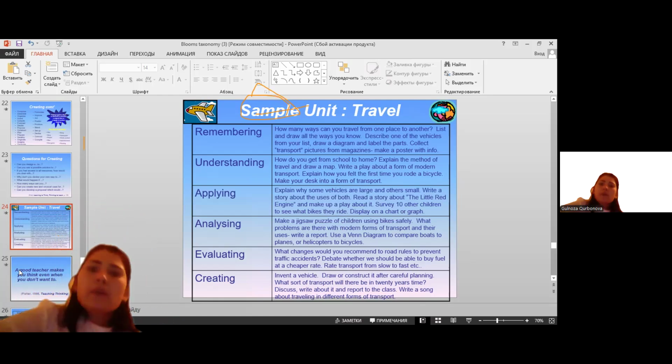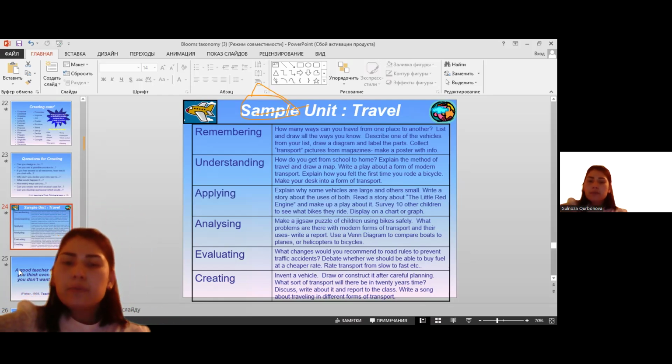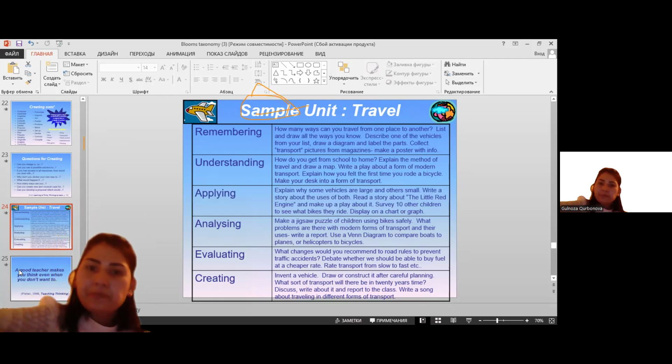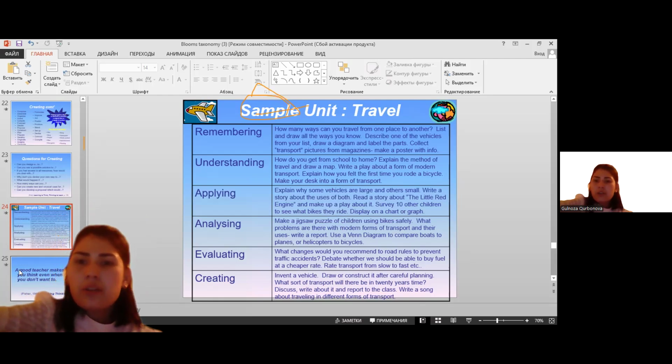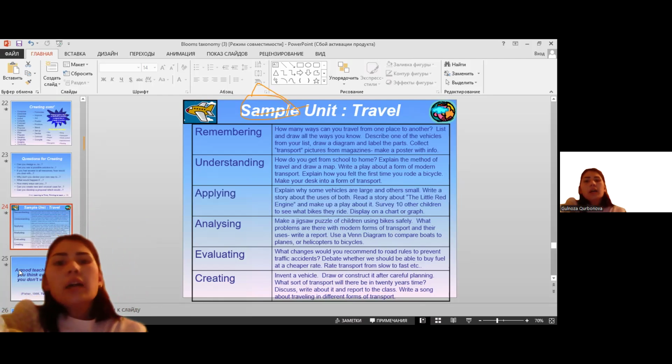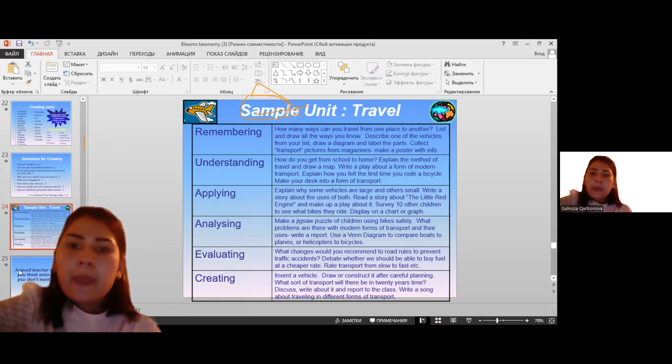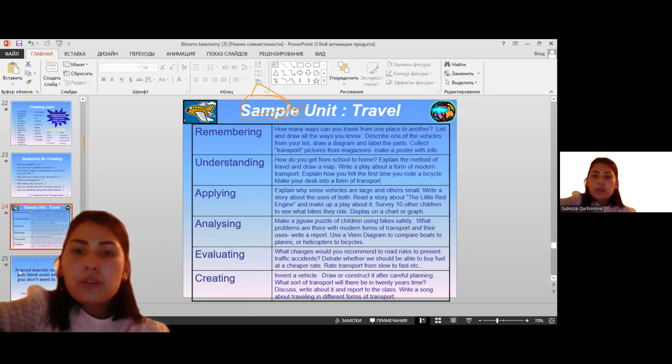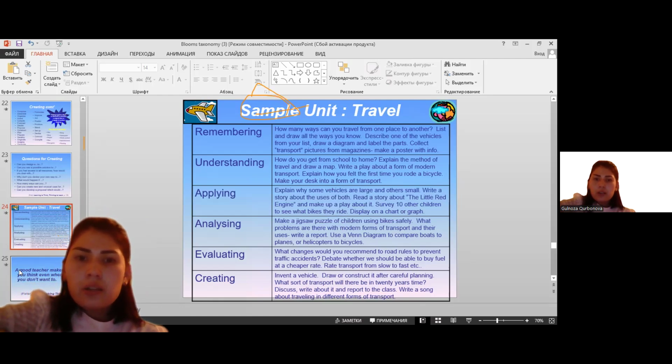Applying. Explain why some bicycles are large and others small. Write a short piece about the uses of both. Read the story of The Little Red Engine and make up a play about it. Ask other children to see what bikes they ride. Display the results on a chart or a graph.